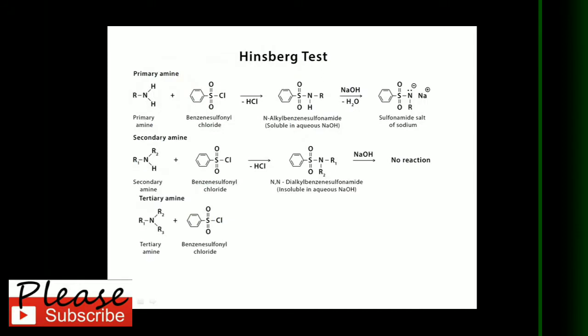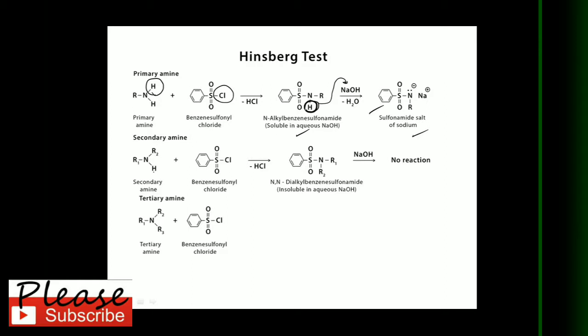Benzene sulfonyl chloride is the Hinsberg reagent, used for the separation, identification, or distinguishing of primary, secondary, and tertiary amines. First, the primary amine reacts with benzene sulfonyl chloride with loss of HCl, and you get the N-alkyl benzene sulfonamide. Due to the presence of this acidic hydrogen, it is soluble in NaOH, which gives an ionic compound. Of course, it is soluble in water.